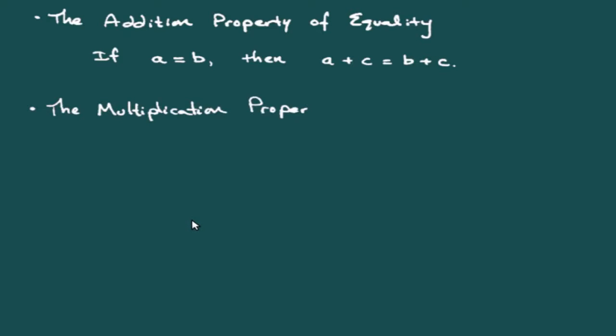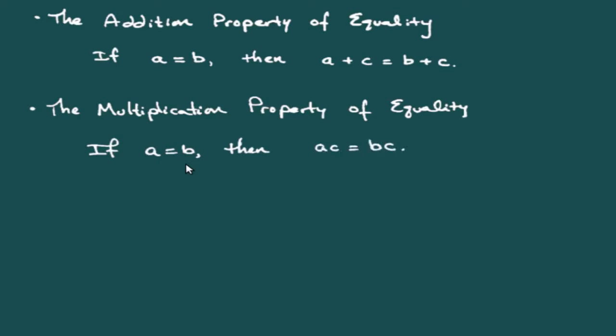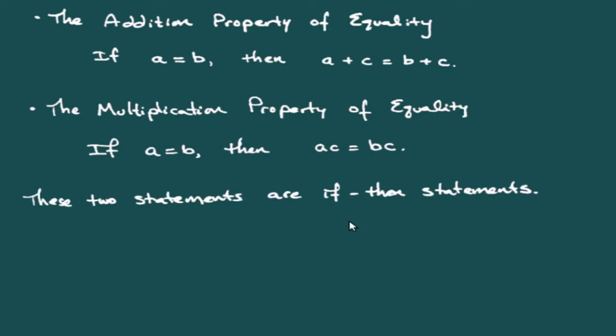We also have a multiplication version of that, the multiplication property of equality, which says that if we start off with two things that are equal, then if we multiply both sides by c, again, we maintain that equality. And so these two properties are a little bit different, and they're important for one really big reason: these two statements are what we see in mathematics as if-then statements.